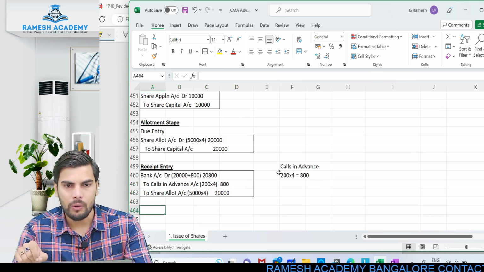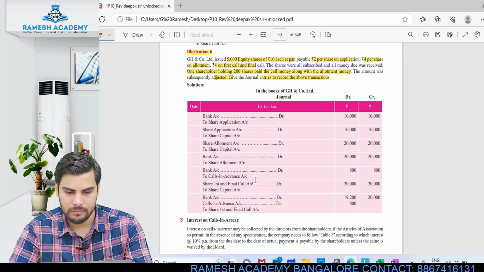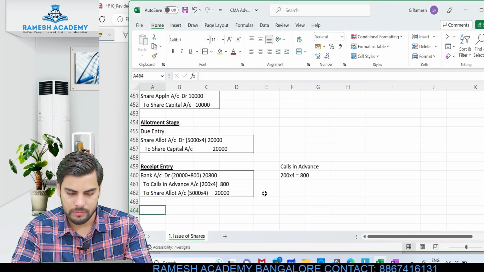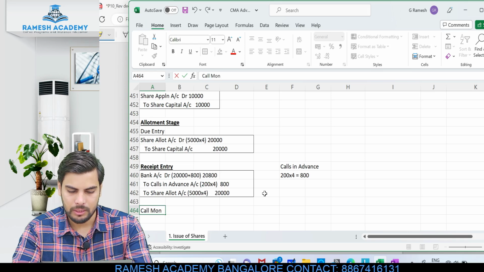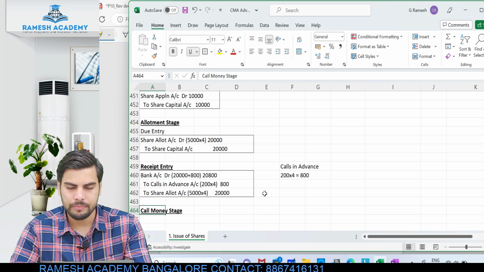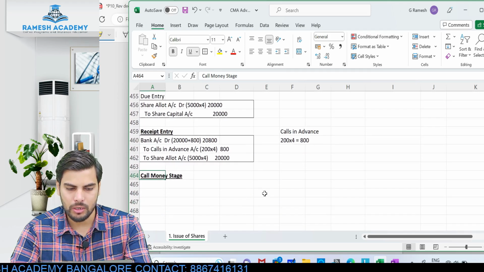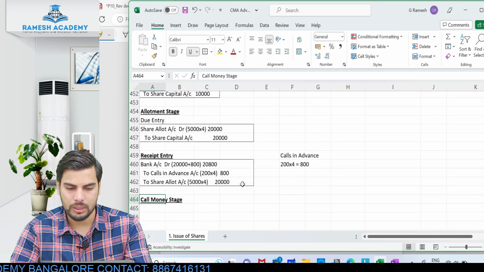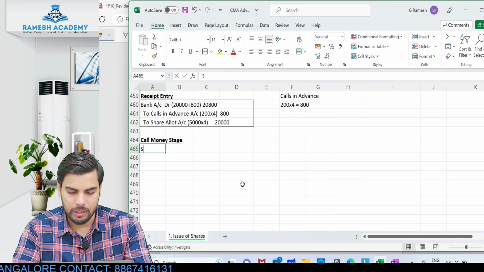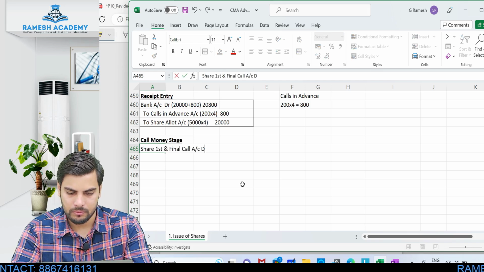Now while passing the next stage, that is share first and final call, look at this. Call money stage. So again, when it comes to the call money stage, what will happen? We just need to pass the due entry first and then the receipt entry. How much is the amount which is due at call money? It is again the same 4 rupees. The due entry would be the same, share first and final call account debit, how many shares? 5,000 shares into 4 rupees.